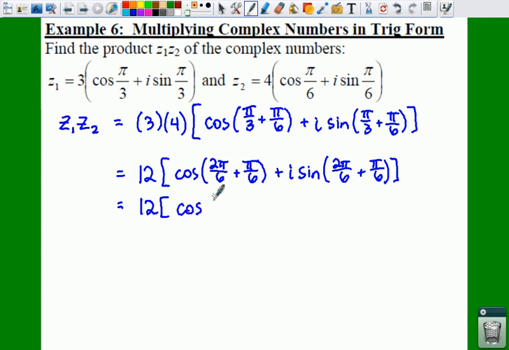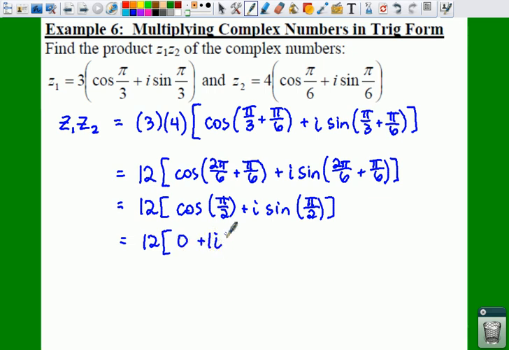And we actually know what the cosine value is at pi over 2, and we know what the sine value is at pi over 2. So if your cosine at pi over 2 is 0, you have 12 times 0. And if your sine value at pi over 2 is a positive 1, then you take 12 times 1. So 12 times 0 is just 0, so it's really not even there. And then 12 times the 1i means your final answer ends up becoming 12i.